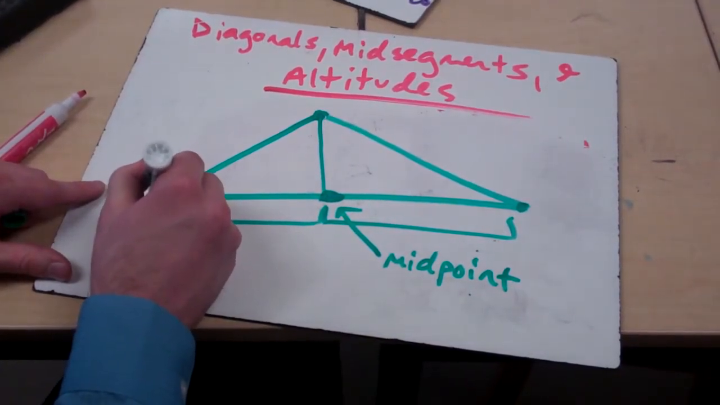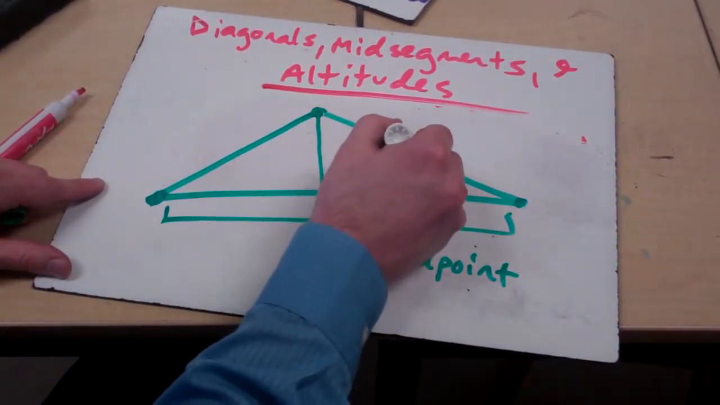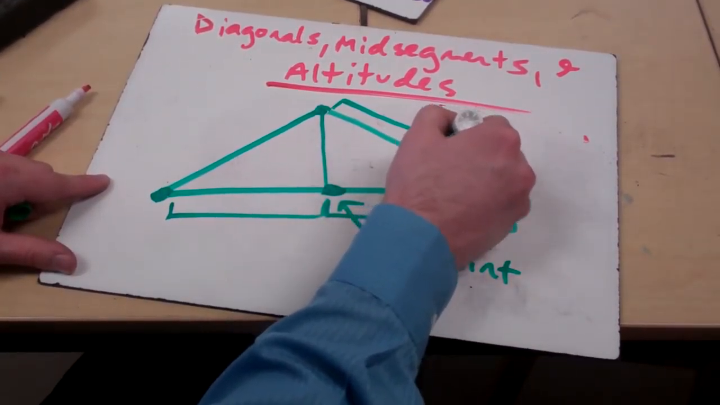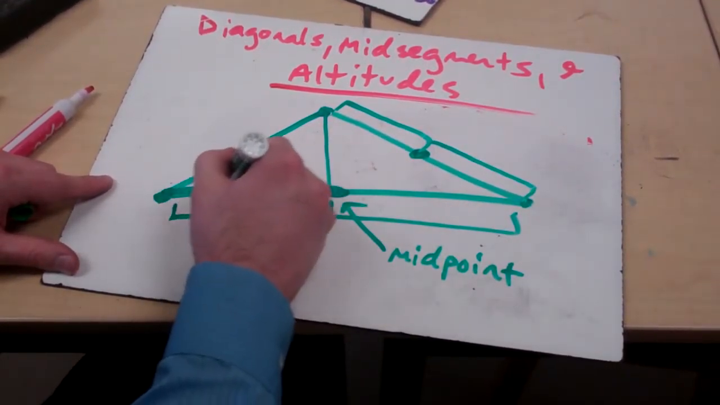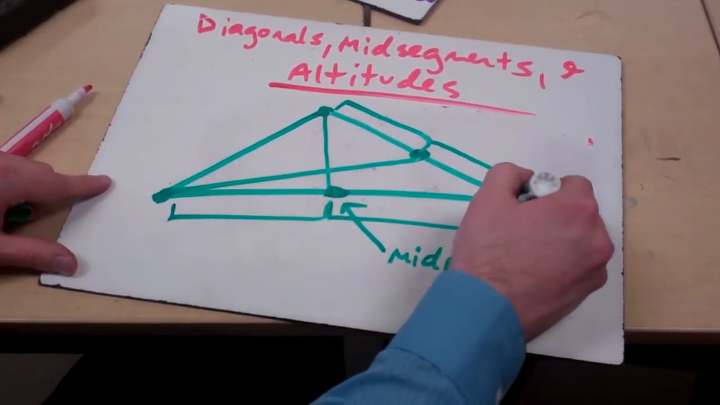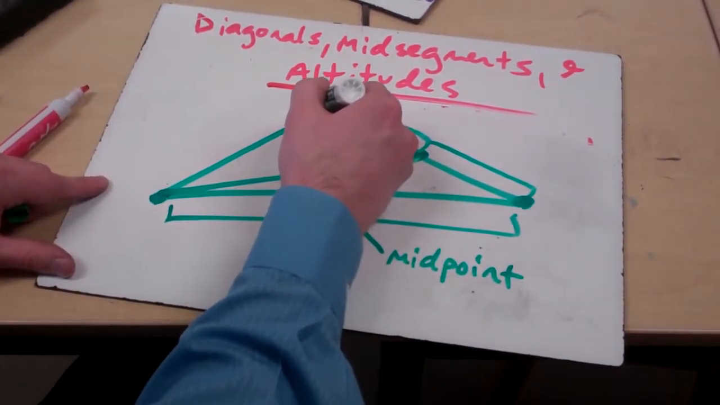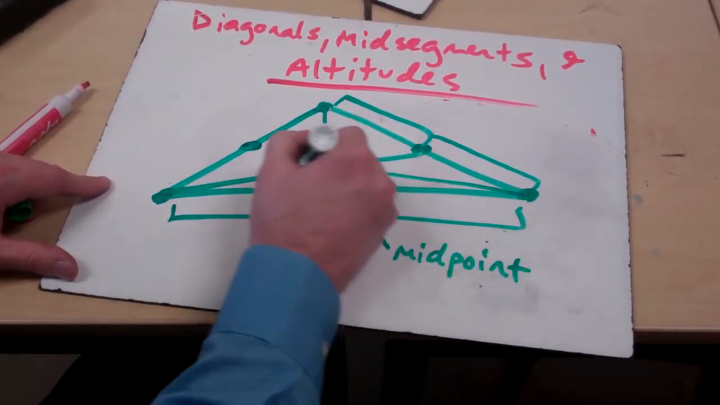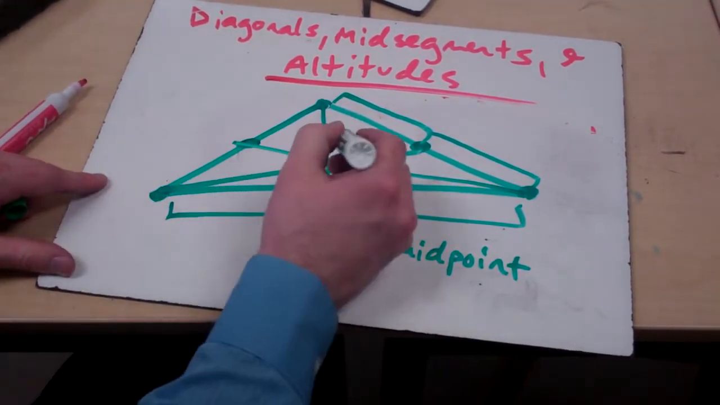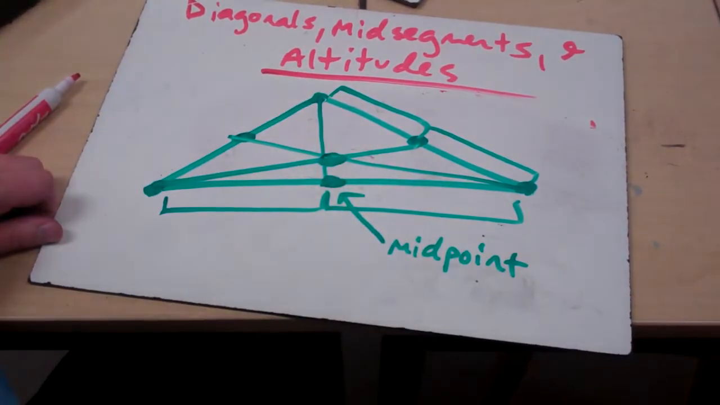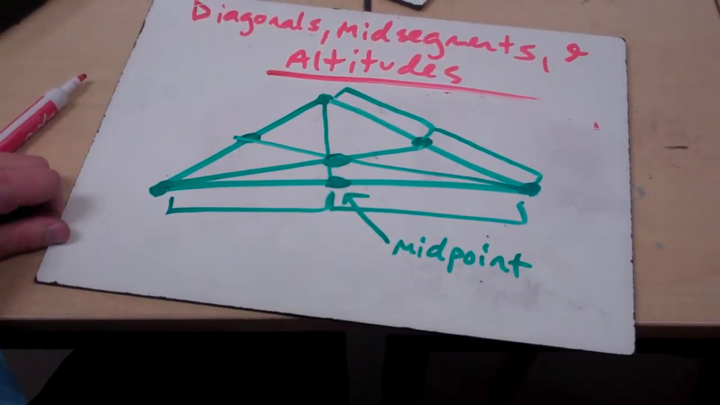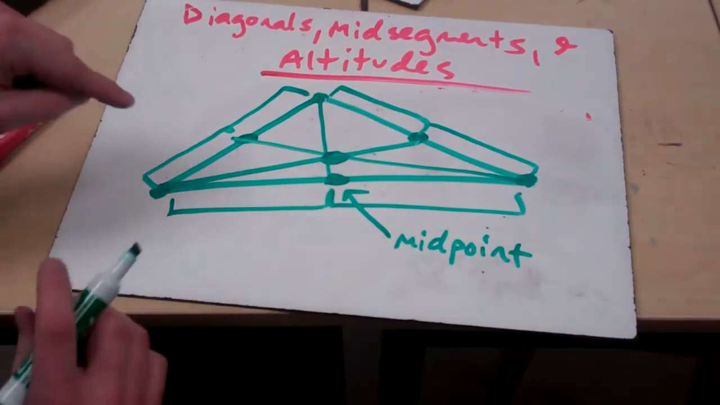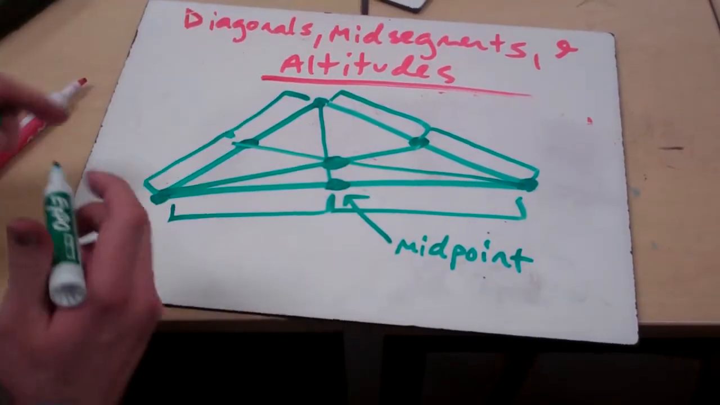We can draw a couple more. Here's one of the vertexes. Let's find the midpoint over here. It's about right here. This distance is the same as this distance. So let's connect. And last but not least, here's our last vertex. Let's find the midpoint of this segment right here and connect the two. What do you notice about all the midsegments? They intersect in one spot. Yeah, wow. So that is our midsegment. It connects a vertex with another midpoint.